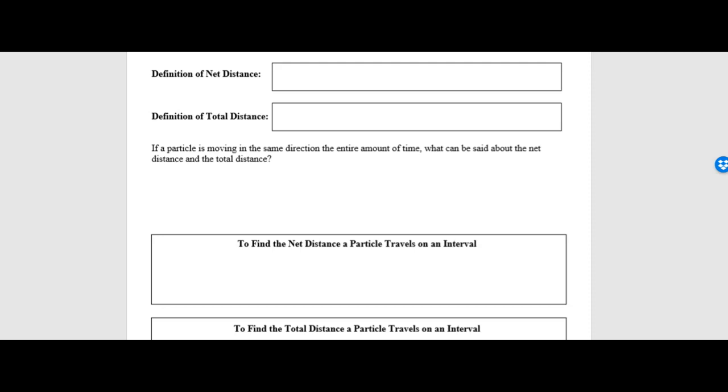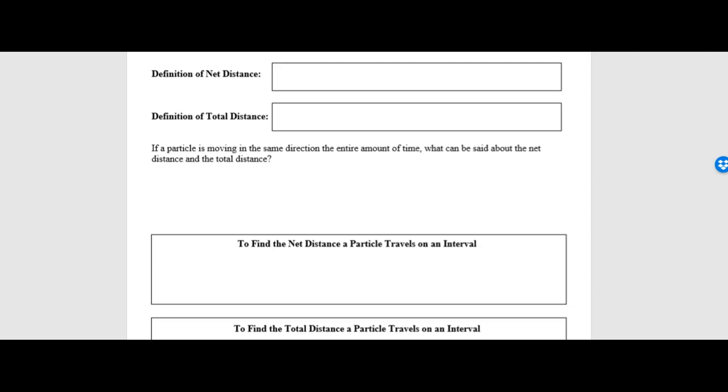The net distance that someone travels, let's say you go to the store and then you go back to your house, right? If you start at your house, you go to the store, and you come back to your house, the net distance would be zero because you ended at the same spot that you started with. It doesn't matter what you did in between. The net distance only factors in where you start and where you finish and the distance between.